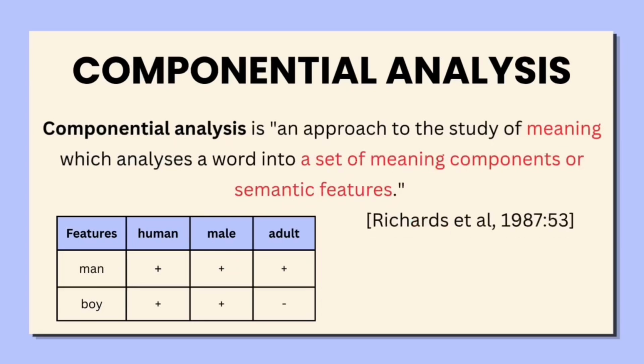And our final topic is componential analysis. According to Richards and colleagues, this is an approach that analyzes a word by breaking it down into a set of meaning components or semantic features. We use a binary system of pluses and minuses. For example, a man possesses the features human, male, and adult. A boy shares the human and male features but carries a minus sign for adult. This allows us to see exactly where meanings overlap and where they differ.